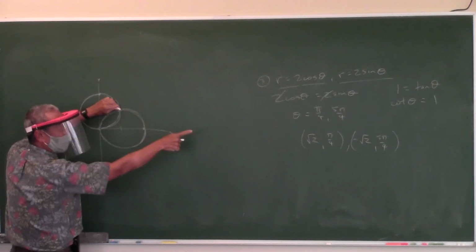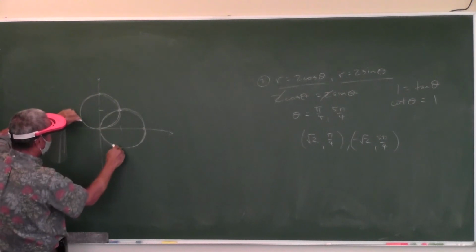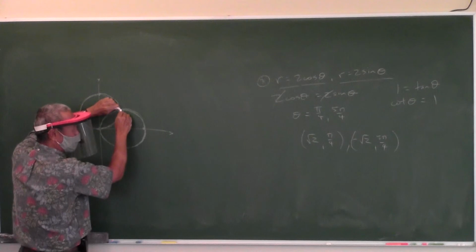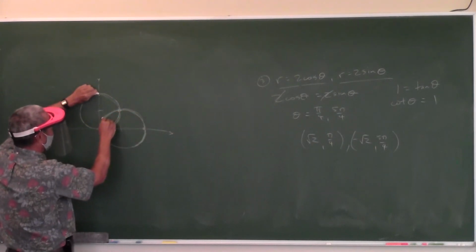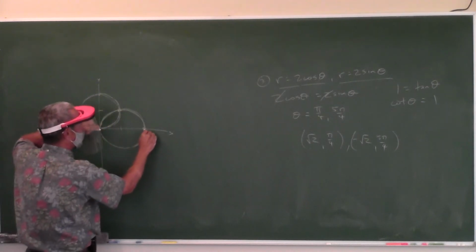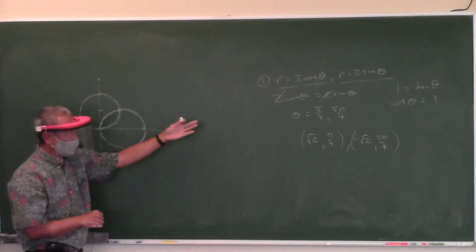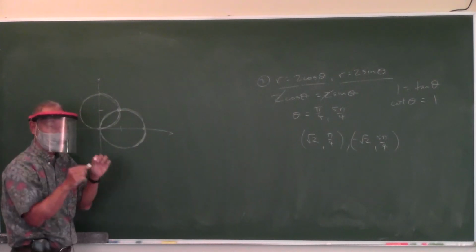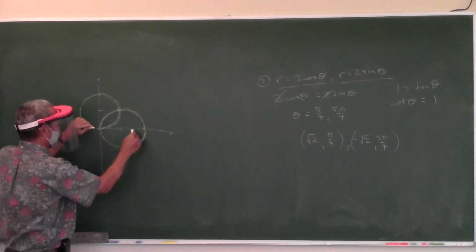See, that's pi over 4. Then pi over 2. Pi. 5 pi over 4. See, that's another point of intersection. Where are we now? 3 pi over 2. And then 2 pi. So, in order to be an algebraic point of intersection, they actually have to get to that point at the same time, which they did, right? Remember?